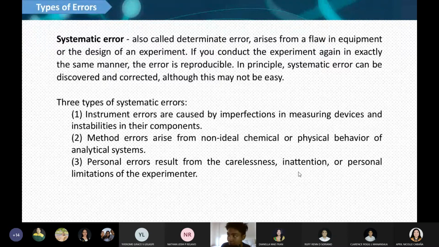Pwede rin naman because of physical limitations yan. Okay? So, kunwari, colorblind ka. Ito, nangyari to sa classmate ko, no? Colorblind siya, kaya tinutulungan namin minsan. So, colorblind siya and kailangan niya mag-distinguish ng color, especially pag titration. Kunwari sa amin, o kulay pink na yan, sa kanya, hindi pa rin pink yun. Edi yun, doon nagkakaroon ng errors.